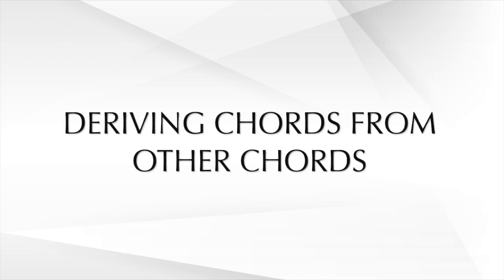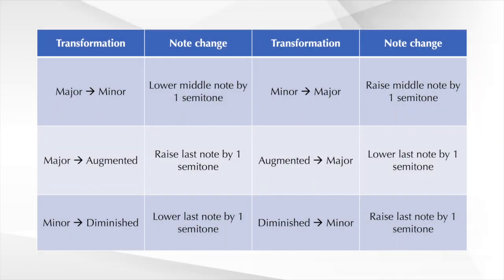As you get more familiar with various chords, another additional shortcut to finding the notes inside chords would be to derive them from other chords. Here's a quick overview of deriving chords from other chords, and this method can be even faster than the previous method, given you are already familiar with some chords. Let's start with transforming a major to a minor chord. To get a minor chord from a major chord, we simply need to lower the middle note by 1 semitone.